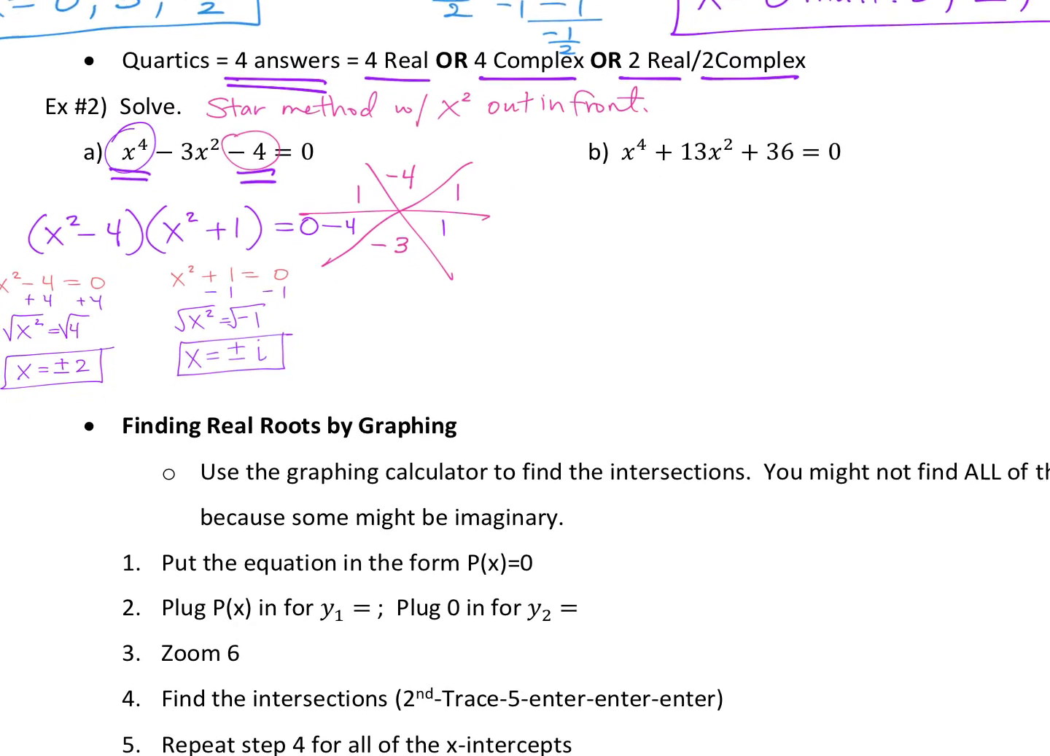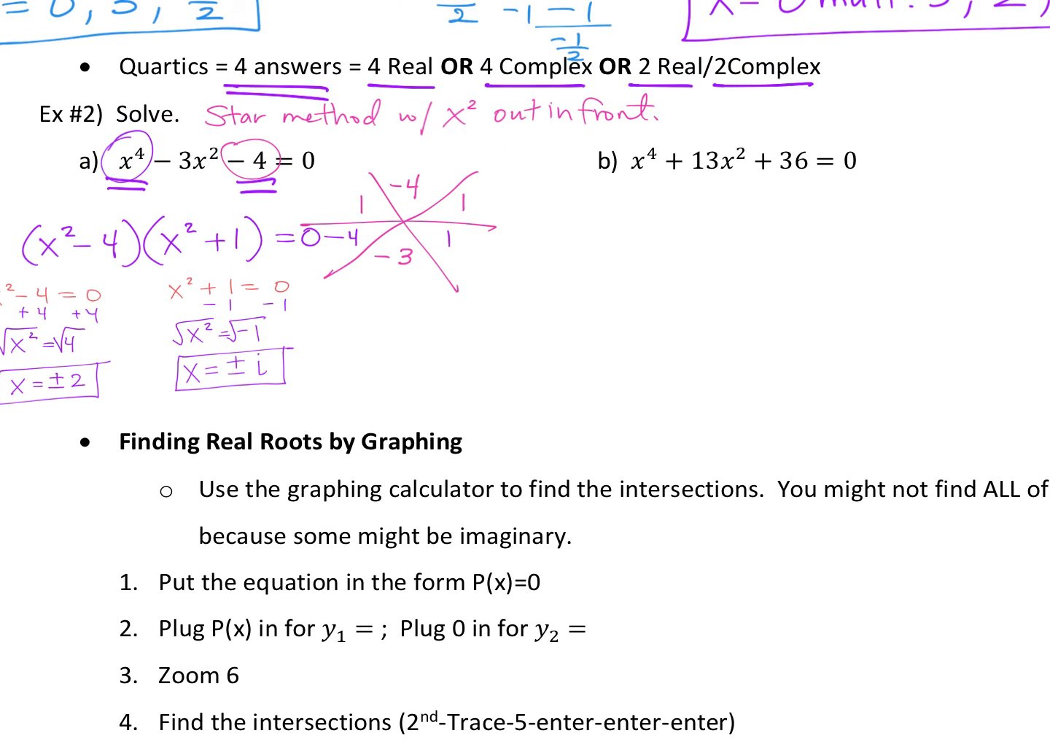Okay, I kind of want you to try this one on your own. Why don't you do that? Try this. Same process. Set up the star method. Set up your 2 binomials and then solve setting them equal to 0 and see what you get.